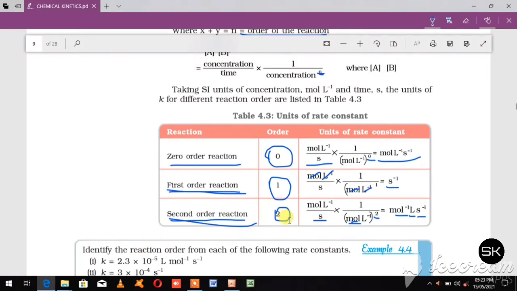For a third order reaction, the unit of rate constant will be mole to the power minus 2 liter square per second. Similarly, you can find for other order reactions also.